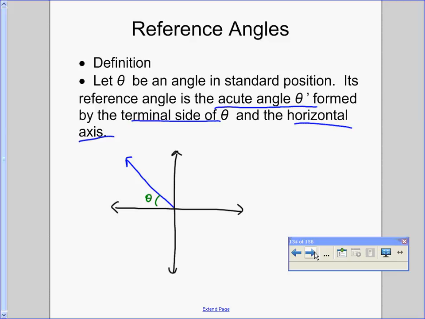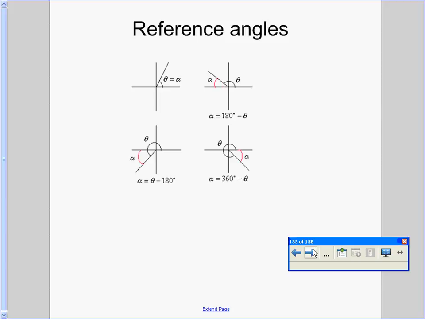And there are different ways to find it depending on which quadrant it lies in. In this case, since it lies in the second quadrant, all we need to do is say 180 minus our theta to find out what that acute angle is. If it's in radians, then we're going to use pi minus theta. And so let's look at a couple of examples here. This tells you what to do in each case.